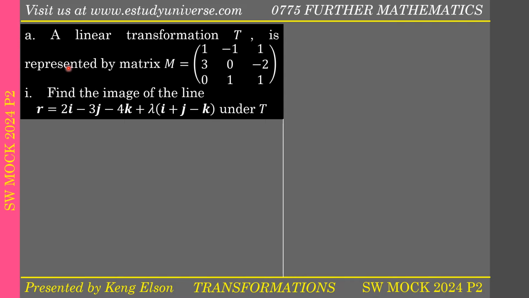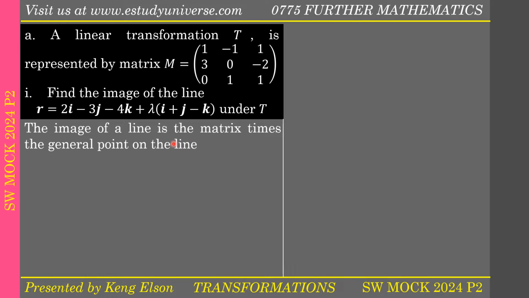Alright, let's begin with question A, Roman 1. We have a linear transformation T and the matrix of the transformation has been given to us. Now we need to find the image of a line under the transformation. The image of a point under a transformation is basically the matrix of transformation times the point. So to get the image of a line, we need to get the general point on the line, and then multiply the matrix of transformation with that general point. The resulting answer is the image of the line.